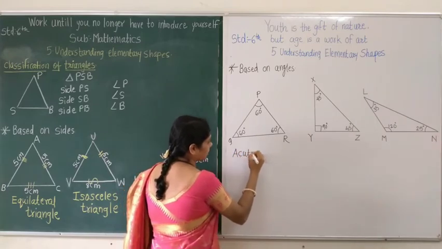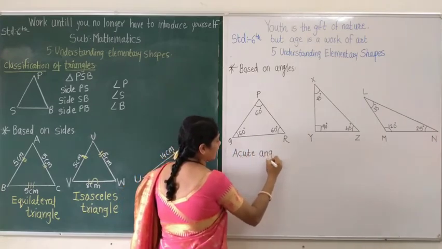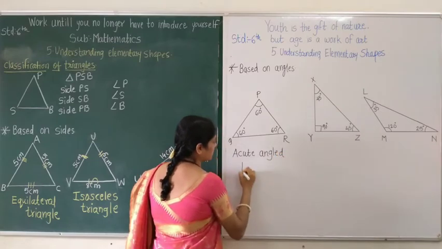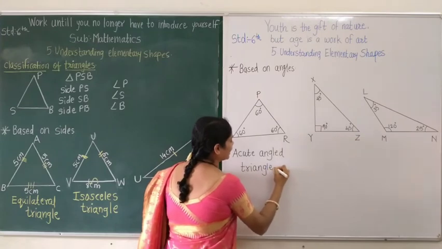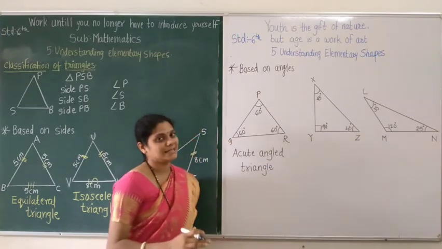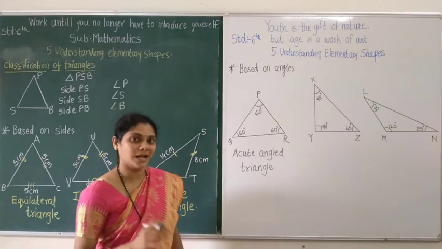Acute angled triangle, because all three angles of the given triangle measure less than 90 degrees.